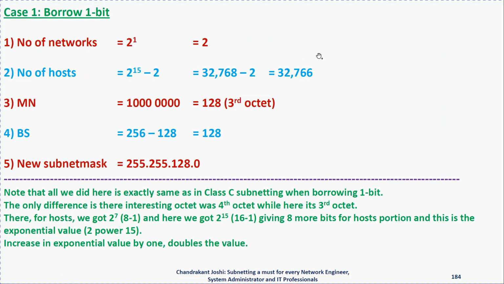Whereas in class C, it was in the fourth octet, and there were 8 bits for the host. So when 1 bit is borrowed from the host, 8 minus 1, 7. But over here, 16 minus 1, 15. And we get the corresponding number of hosts per subnet. The magic number, now this magic number is in the third octet. Remember, these magic numbers are the same. And we will also have the same block size. The only difference is in which octet we are looking at.